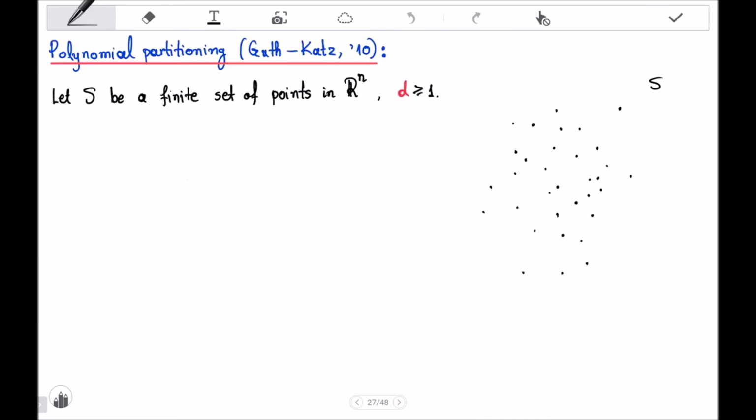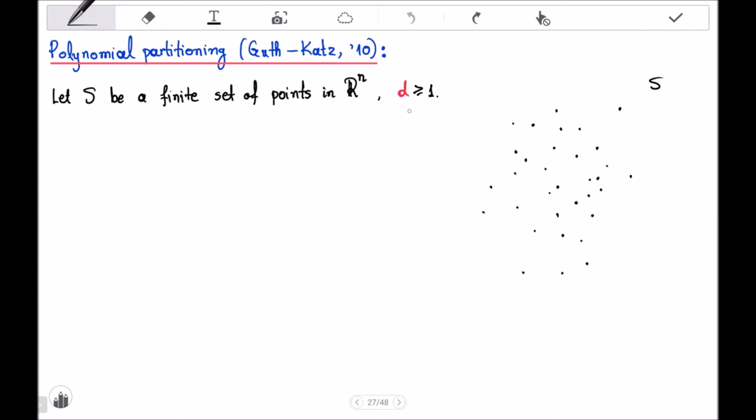Okay, so let's see what it says. It won't be obvious at all at first glance why it says what I said, that points are clustering on low degree varieties. It won't be clear, but we will see it by and by. So let's begin with any finite set of points, just like for the vanishing lemma. And it's important that we are in Euclidean space. Polynomial partitioning doesn't work anywhere else because it requires topology.